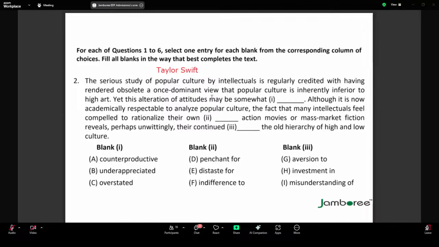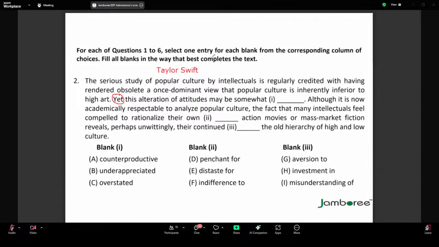So that's pop culture. So here it's saying that the serious study of pop culture by intellectuals is regularly credited with having rendered obsolete the once dominant view that pop culture is inherently inferior to high art. If you're listening to people on this, they now believe that high art is not better, pop culture is not inherently inferior to it. But then it says yet. The moment you say yet, that means contrast.